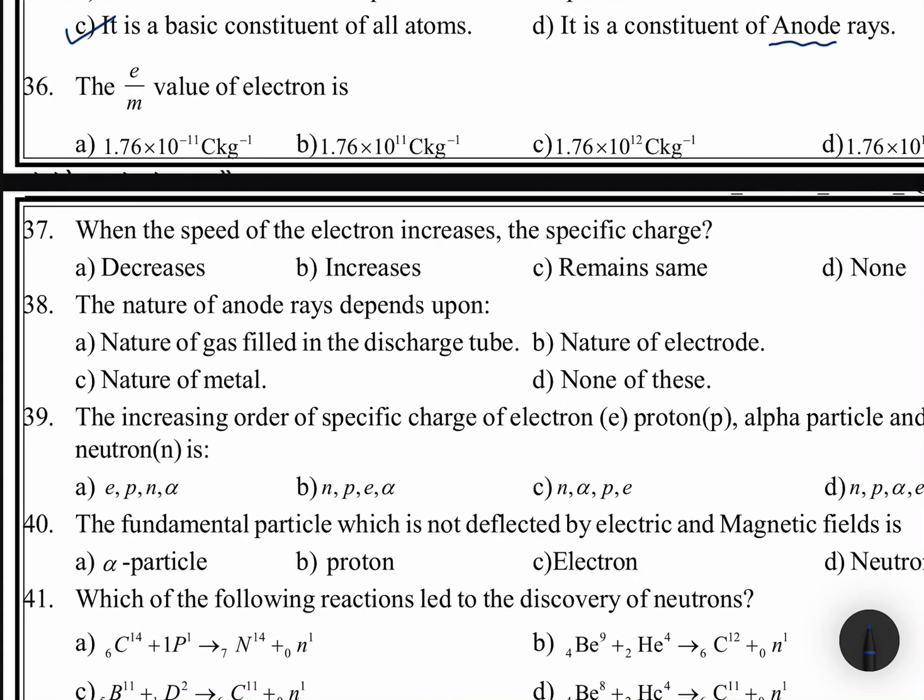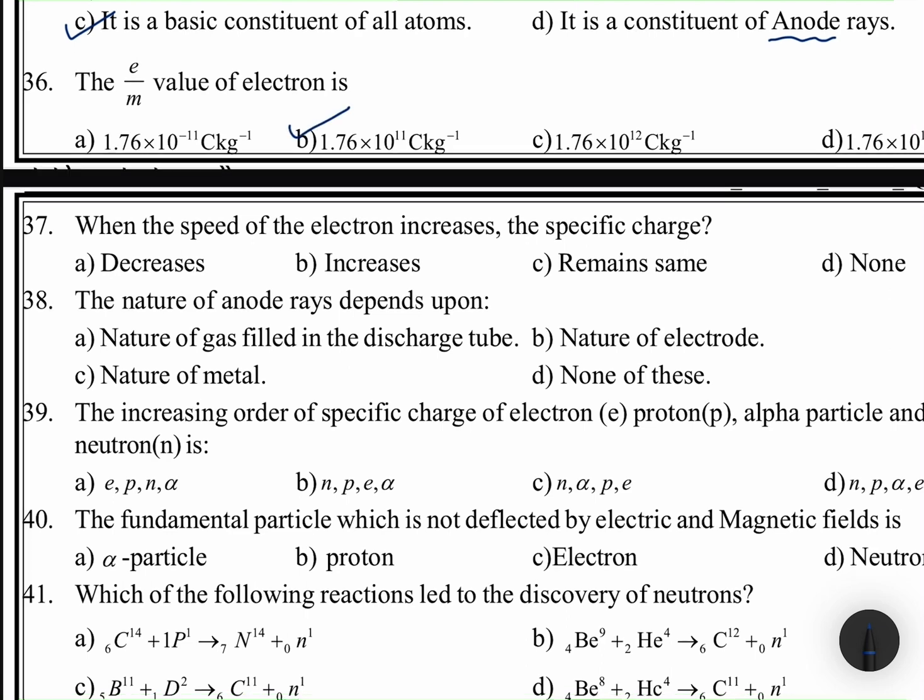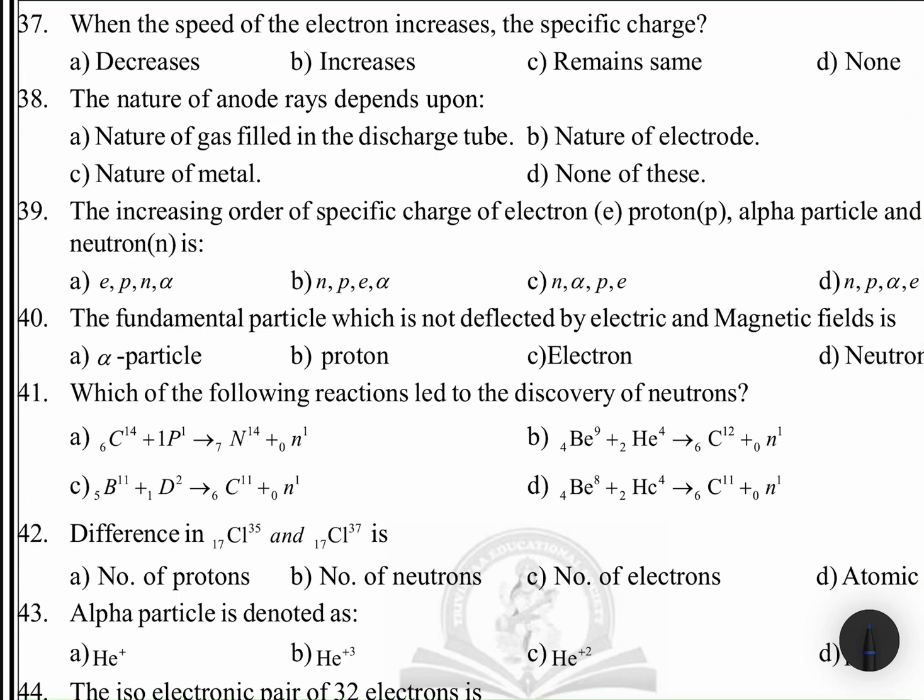The e/m value of the electron is 1.76 × 10^11 coulomb per kilogram. Option B: when the speed of the electron increases, the specific charge decreases. When speed increases, specific charge decreases. You can get this from the relativistic mass equation. You can remember, generally the speed of the electron won't increase, but if it is increasing, definitely specific charge will be decreasing.